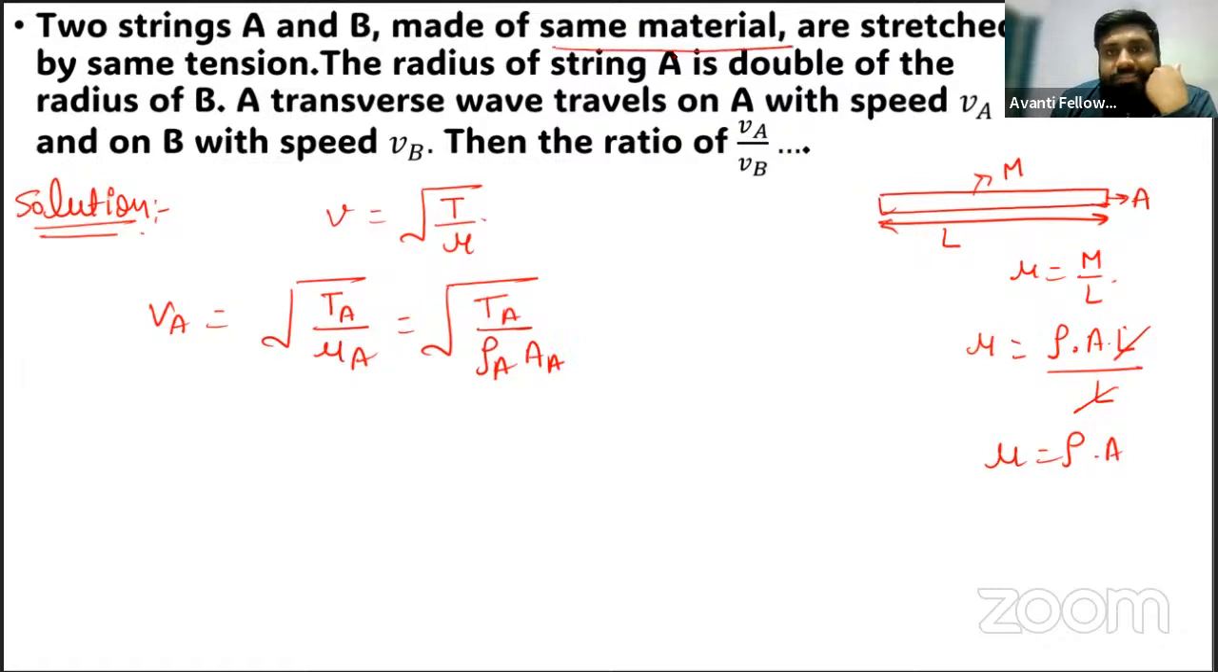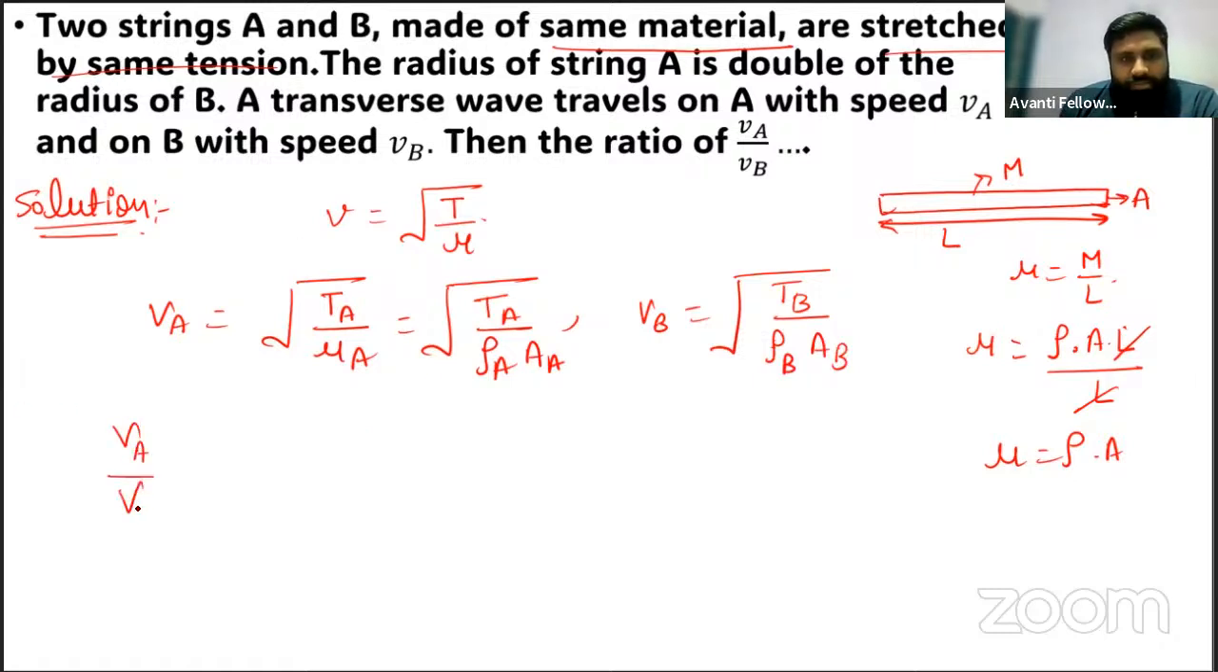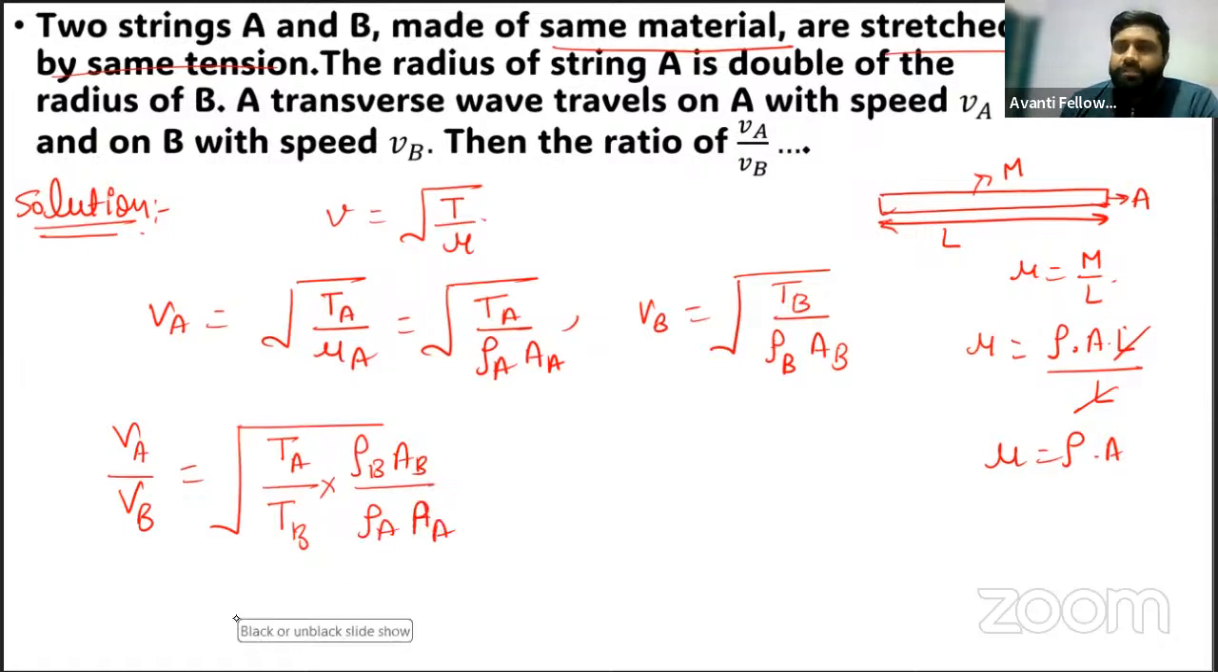Now, if the material is the same, density will be the same. If they are stressed by the same tension, then TA is equal to TB. VB we can write as root of TB upon rho B AB. Now take the ratio. So VA by VB will become root of TA by TB into rho B AB divided by rho A AA. We have just divided, there is no rocket science I'm using in it. So see, the same material, rho A and rho B will be the same. If the tension is the same, TA and TB will be the same. So the only remaining thing is area.